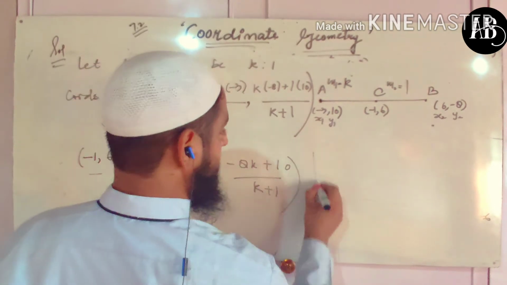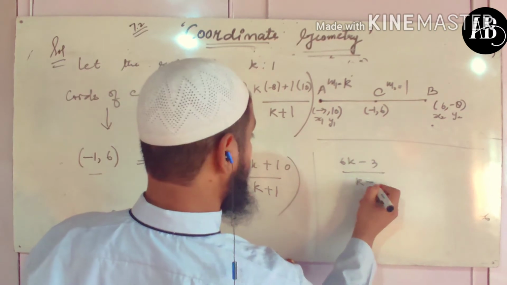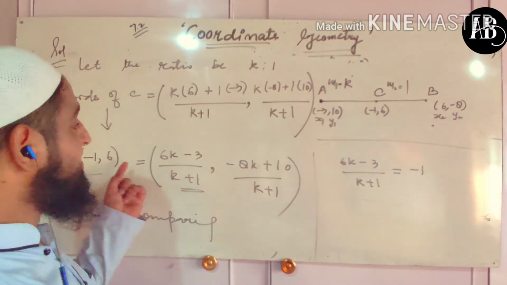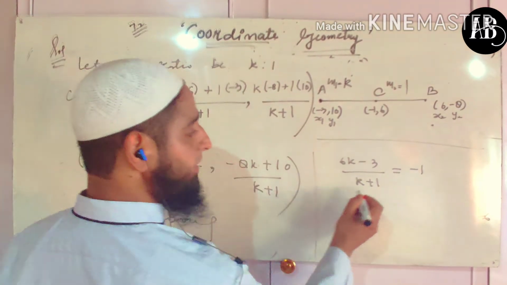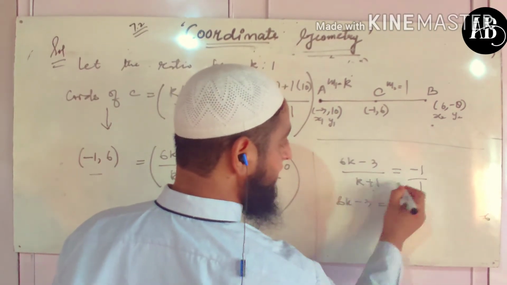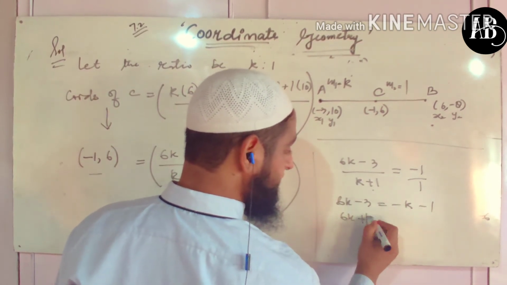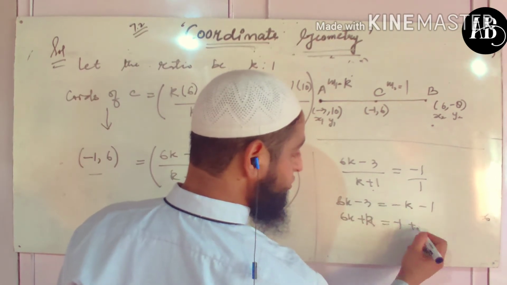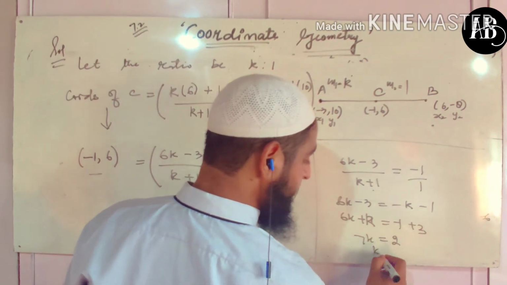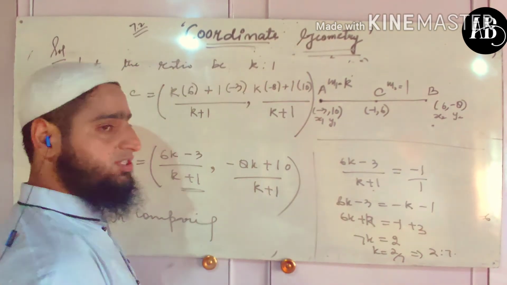It means 6k minus 3 whole divided by k plus 1 is equal to minus 1. You can also compare the y coordinate with 6; the answer will be the same. Just cross multiply it. 6k minus 3 is equal to minus k minus 1. 6k minus k is here, it is plus k, and minus 1 minus is plus 2. So 7k is equal to 2 and k is equal to 2 by 7. It means we have the ratio as 2:7.